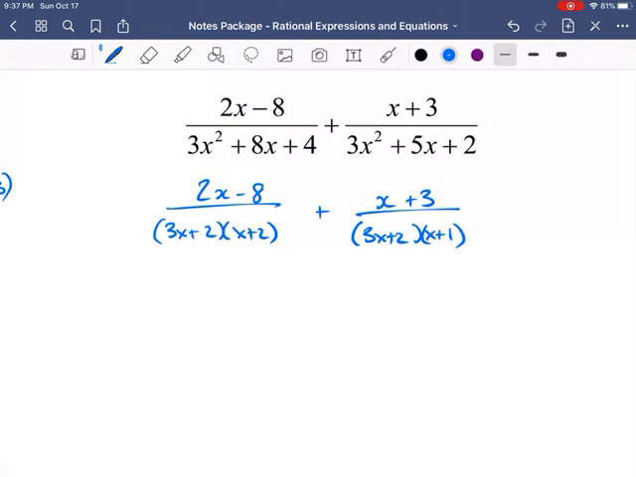Okay, so you'll notice that this part's the same for both, so that's handy. The x plus 2 is on the left side, but it's not on the right side. And the x plus 1 is on the right side, but it's not on the left side. So what you're going to do is multiply the left side by the missing term, and multiply the right side by the missing term. So over here, we're getting the x plus 1. And over here, we're going to multiply by x plus 2.